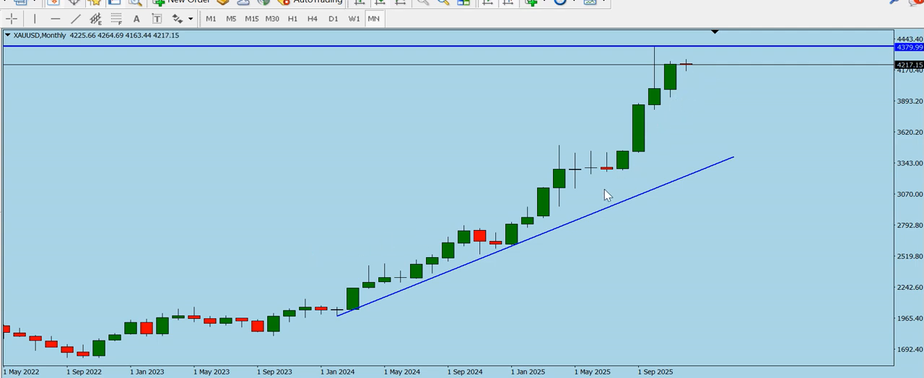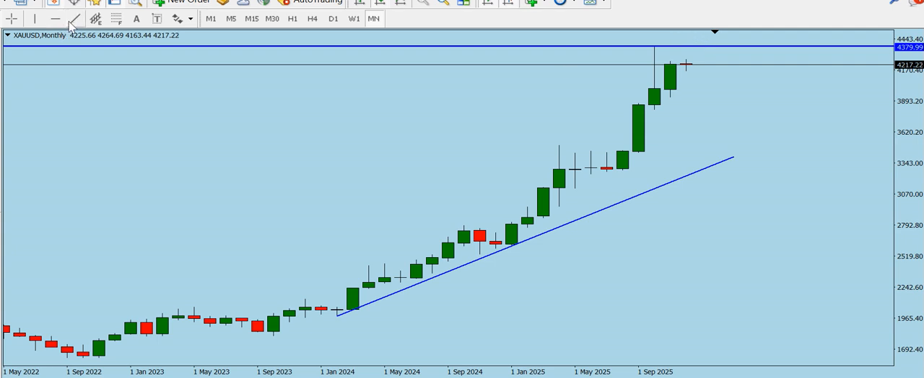You can see that we have very few red candles on the chart. A greater percentage of the candles on the chart are green, showing a strong bullish trend. So on the monthly time frame, I expect price to continue its direction upward.